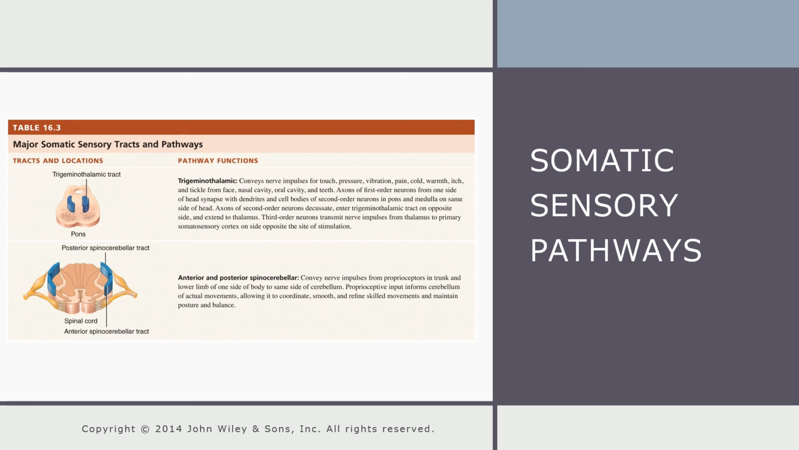The trigeminothalamic pathway conveys nerve impulses for touch, pressure, vibration, and other sensations from the face, nasal cavity, oral cavity, and teeth. And then here we actually have a nice picture of the anterior and posterior spinocerebellar pathways. And remember, these convey nerve impulses for proprioception in the trunk and the lower limbs.